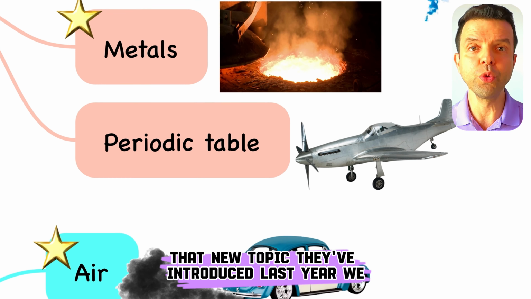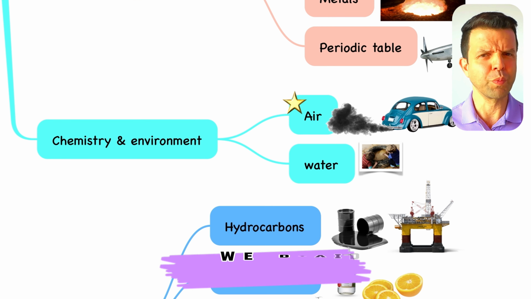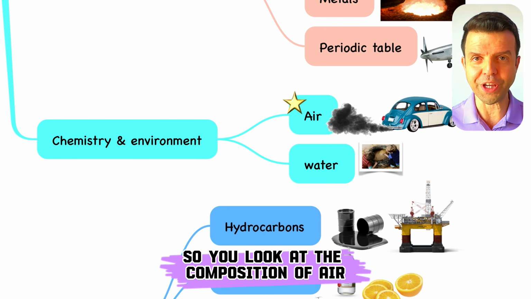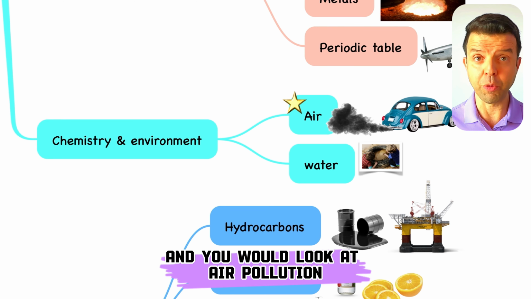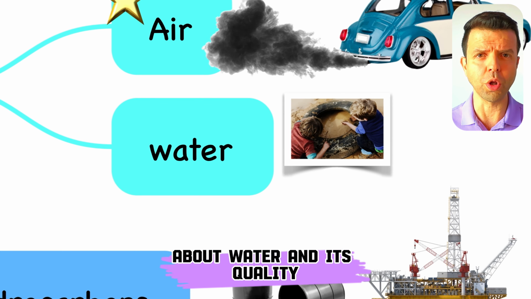Then we have that new topic they've introduced last year. We call it chemistry and the environment. We divided this into two parts. One part we call air, so you look at the composition of air, and you would look at air pollution. And then you have a tiny topic about water and its quality.